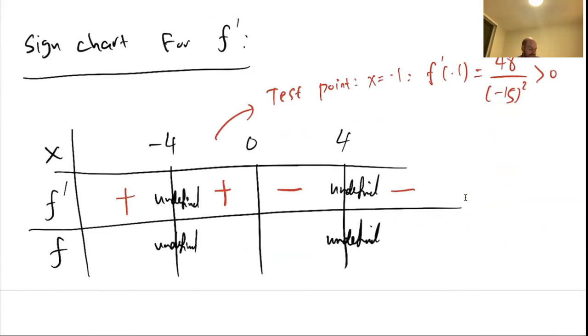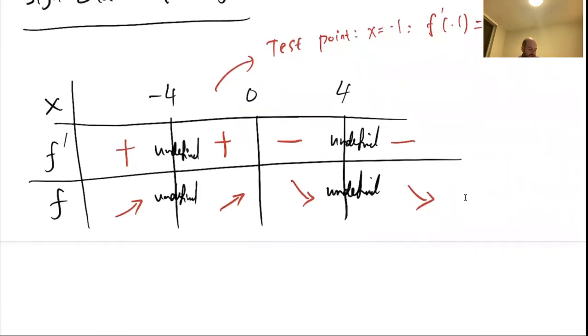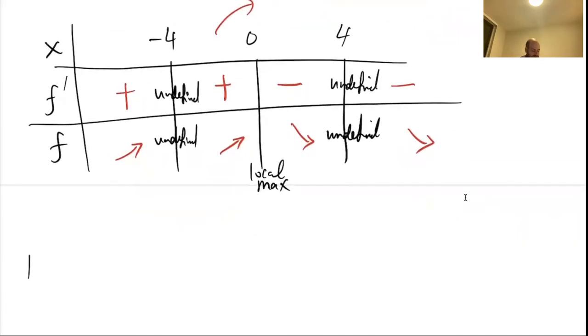And then f here will be increasing, and then decreasing here, and then decreasing here. So here I have increasing to decreasing. So I have a local max here. And at -4 and 4, because these are also zeros of the denominator of f, I will have vertical asymptotes. So let's check asymptotes next. Asymptotes.